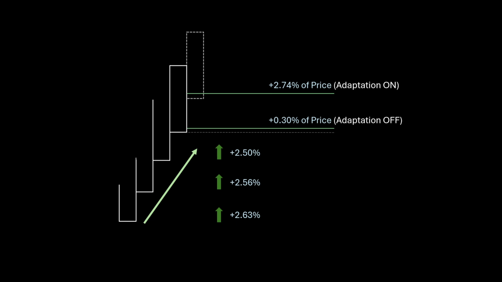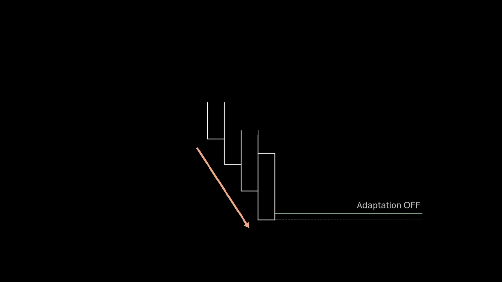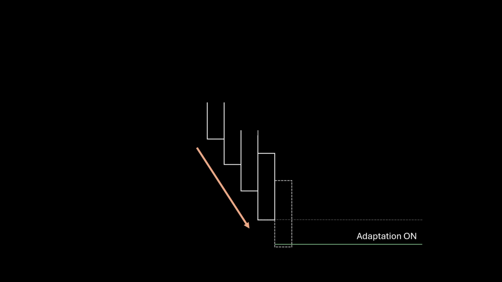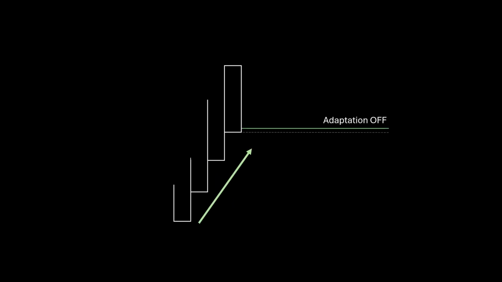So here, the adaptation for the buy side plays a different role. On the downward trend, it attempts to make sure that your position is not immediately wiped out, while on the uptrend, it tries to make sure you have a position at all.